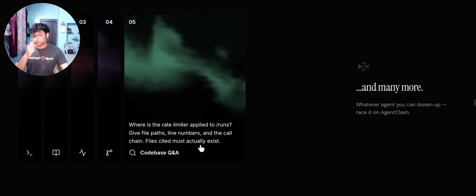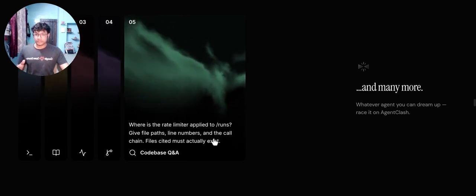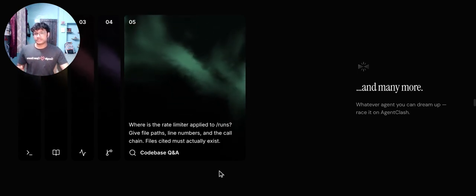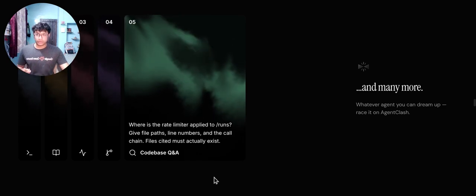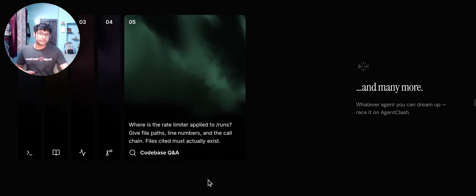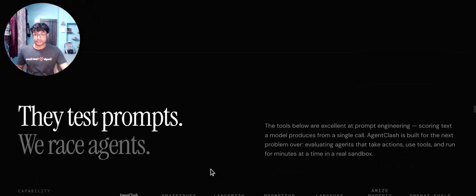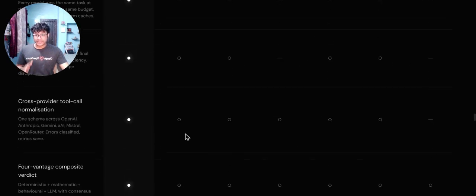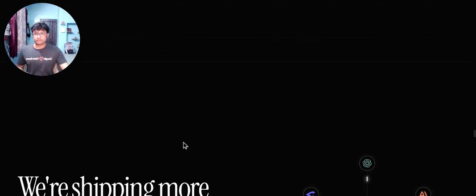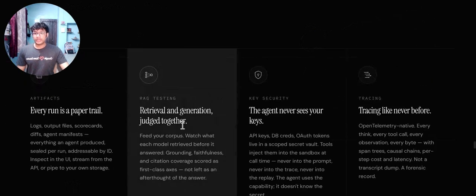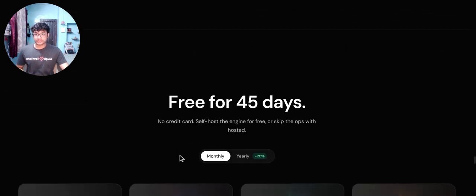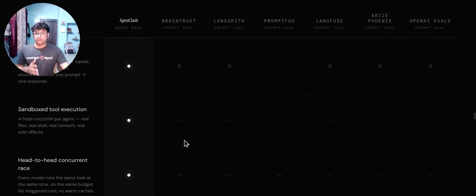A lot of times multi-turn agents are not usually tested. Now in AgentClash, I have given it very high importance that you can test your agents when they are using multi-turns. We're not testing prompts, we're testing agents. Okay, we are racing agents. So a lot of times you need to race agents. So that is the most important thing: what AgentClash is and why AgentClash is there.